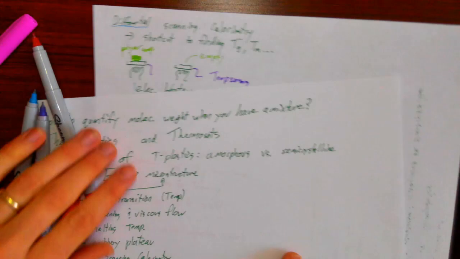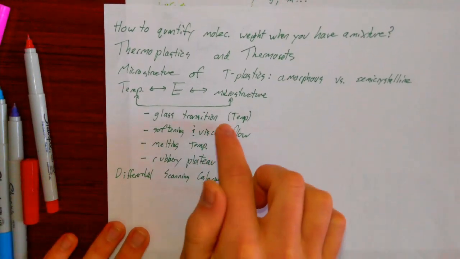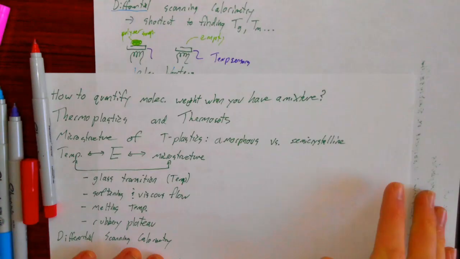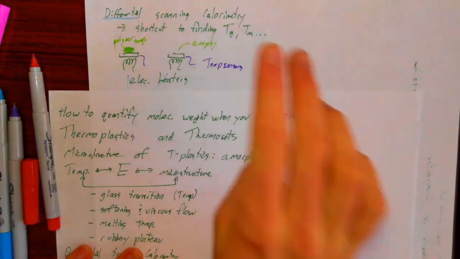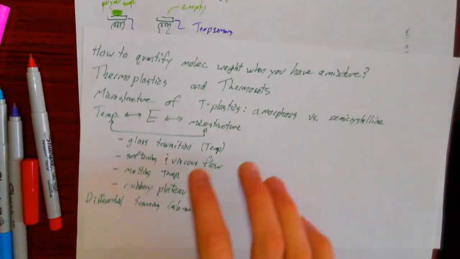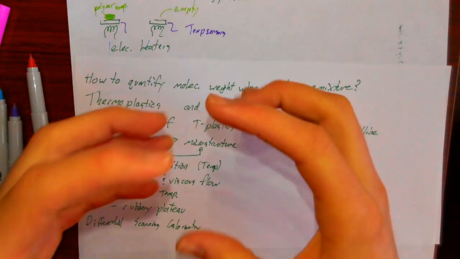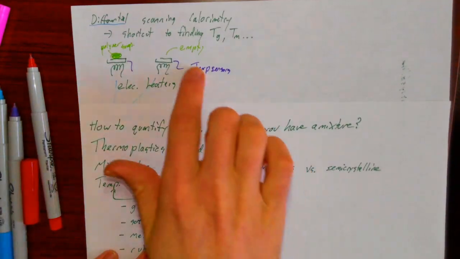And then we talked about differential scanning calorimetry, where a full characterization might be difficult, but we can at least get a shortcut to estimate the important temperatures with a pretty small, compact, and fast benchtop experiment.